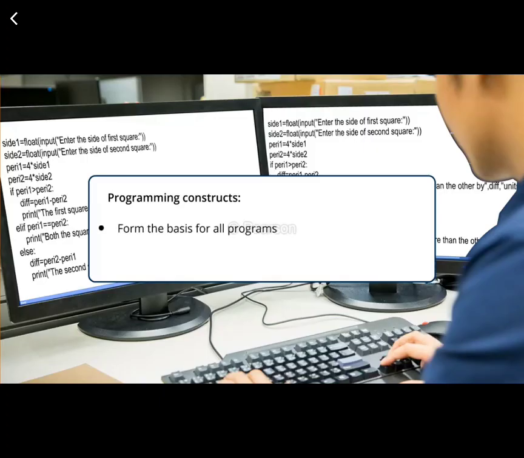Programming constructs form the basis for all programs as they control how the programming instructions will be executed by the computer.